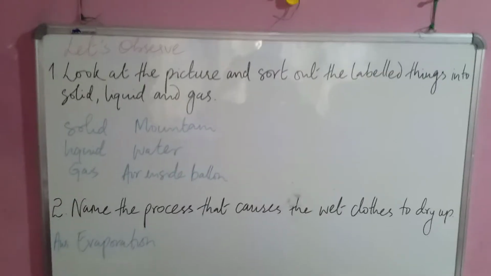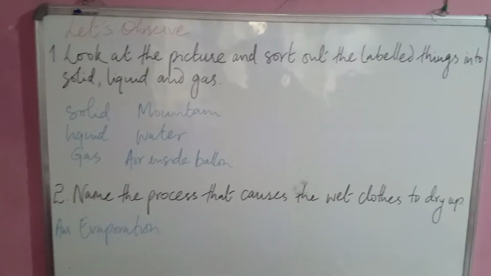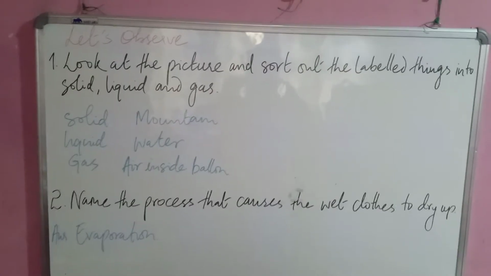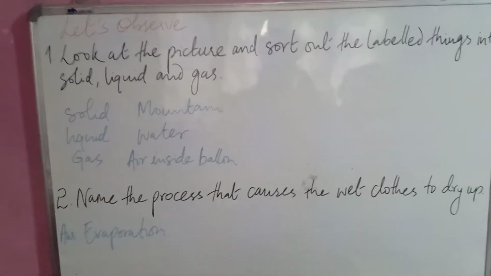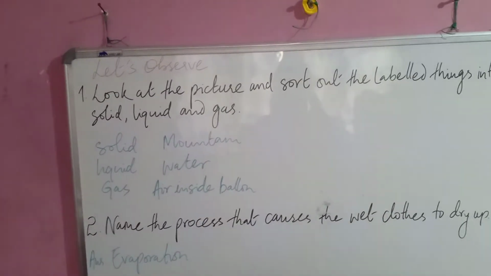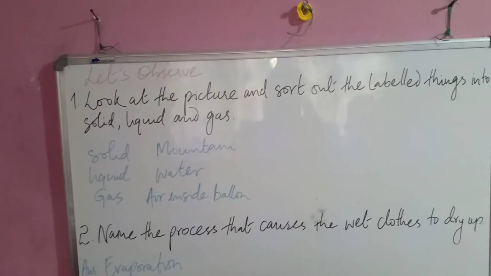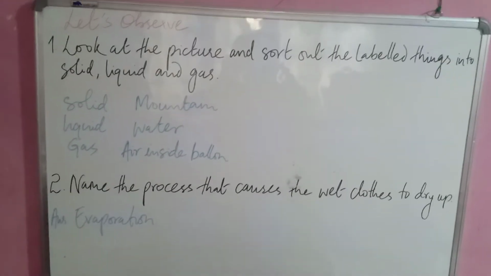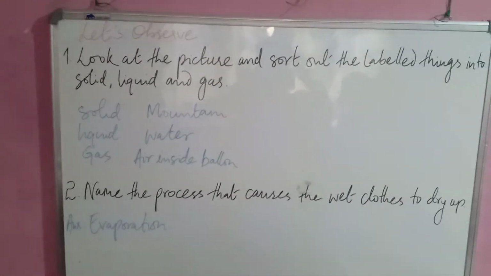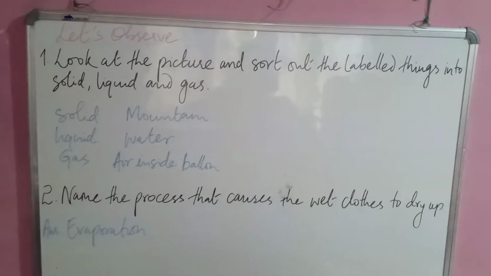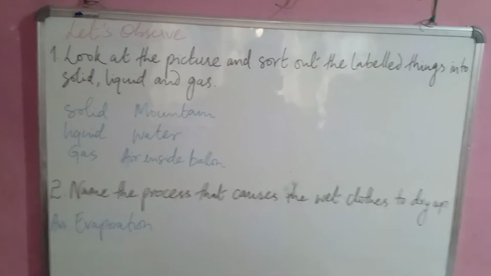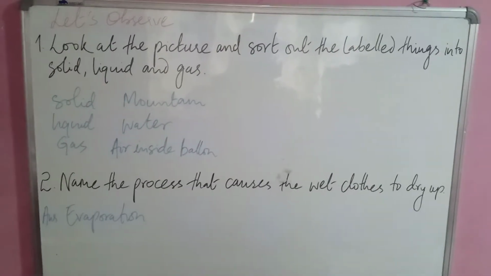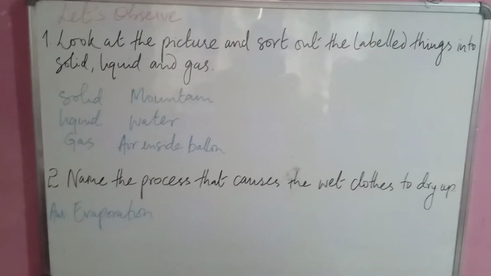Moving on, let's observe the questions. Look at the picture and sort the labelled things into solid, liquid and gas. There is a picture of an air balloon, a mountain and water. We can categorize accordingly: the mountain is a solid, the water is a liquid, and the air inside the balloon is a gas.